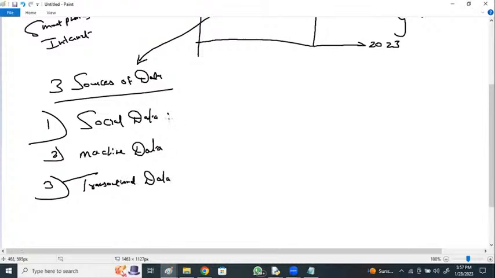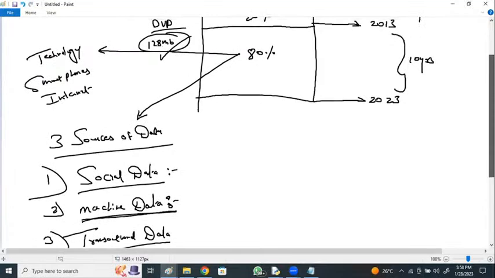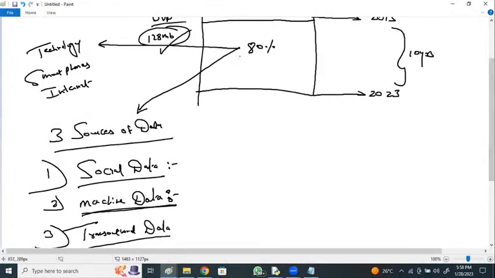What is social data? Data generated from social sites like Amazon, Facebook, Twitter, and so on. Machine data means the data generated by reading or scanning barcodes and RFID chips. Whenever you go to a shopping mall, for the items you purchase, huge data gets generated by scanning the barcodes. Such data we call machine data. And transactional data covers day-to-day operations, like bank transactions and telecom transactions.